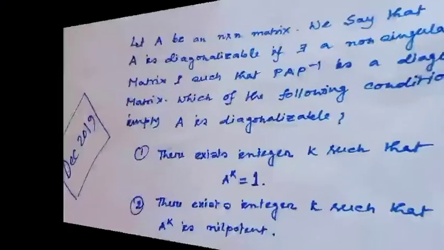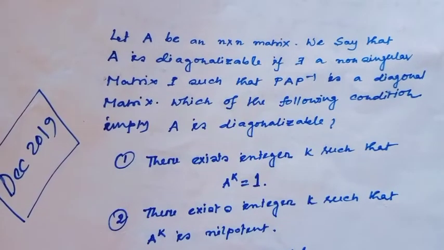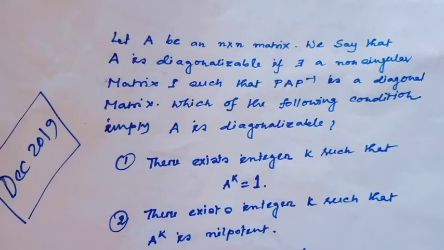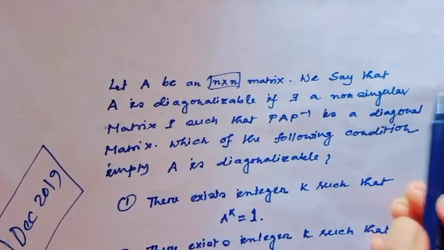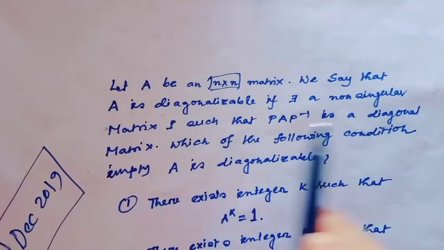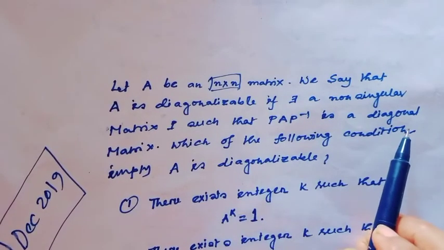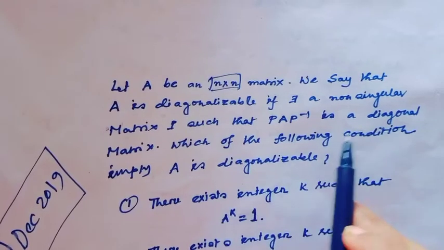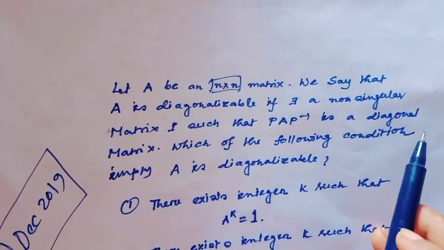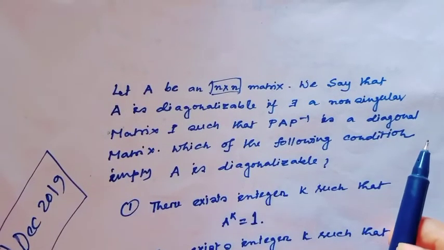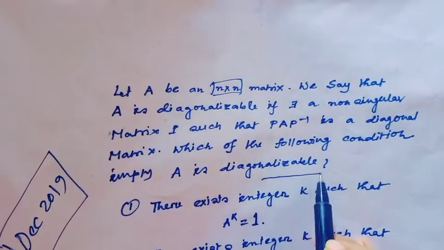Now we will see one question which came in the December 2019 exam. The question is: consider A an n cross n matrix, and we say that A is diagonalizable if there exists a non-singular matrix P such that P inverse AP is a diagonal matrix. We all know this is the definition of a diagonalizable matrix. If P inverse AP is a diagonal matrix, that always implies A is diagonalizable. Then which of the following conditions imply A is diagonalizable?